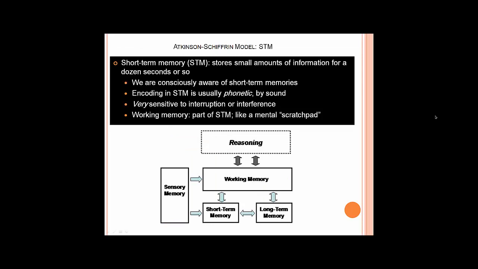Moving on to short-term memory, STM. It stores very small amounts of information for maybe a dozen seconds, 12 seconds or so. We are very consciously aware of short-term memory. Now remember, you're not consciously aware of sensory memories, but as soon as sensory memory transfers that which needs to be attended to into short-term, now we're consciously aware of it.